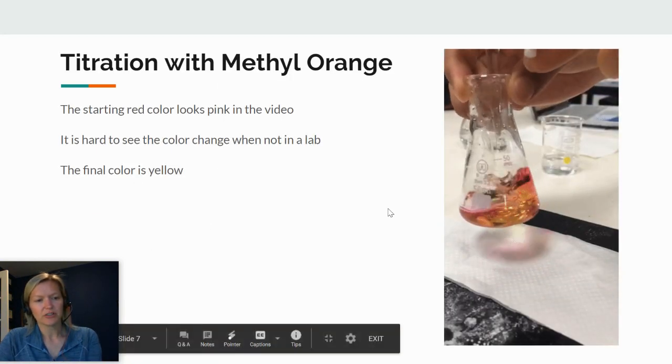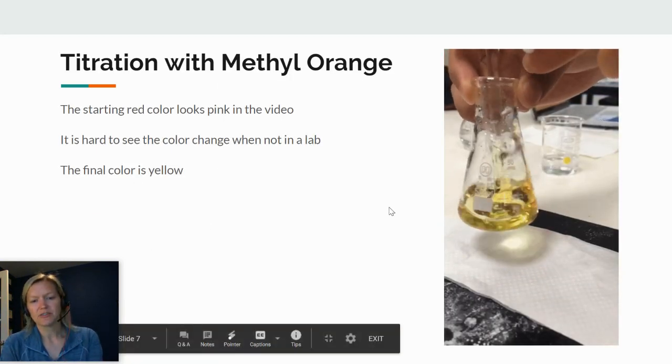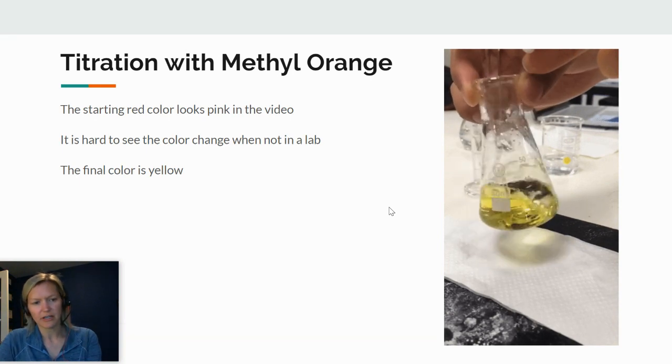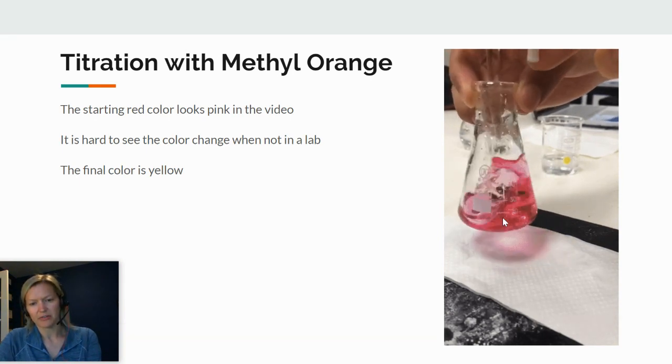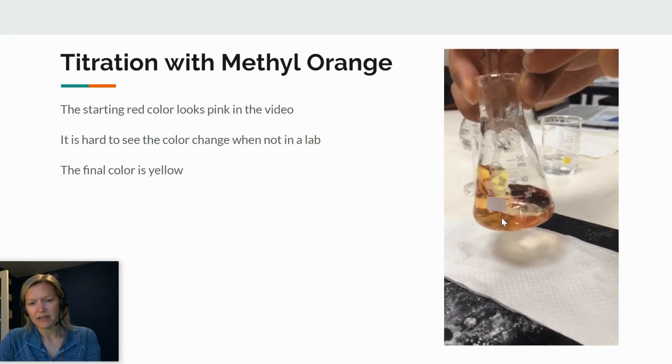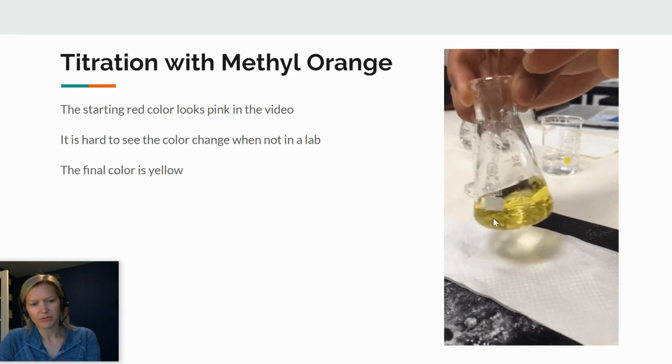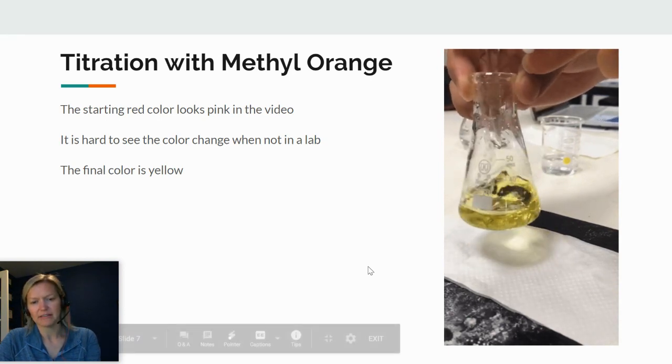And this is what it actually looks like. This is a titration with methyl orange, and here it is. It looks pink in just a minute when it starts over. This is the red. It's going through the color change, that 3.1 to 4.4, and our final color is yellow.